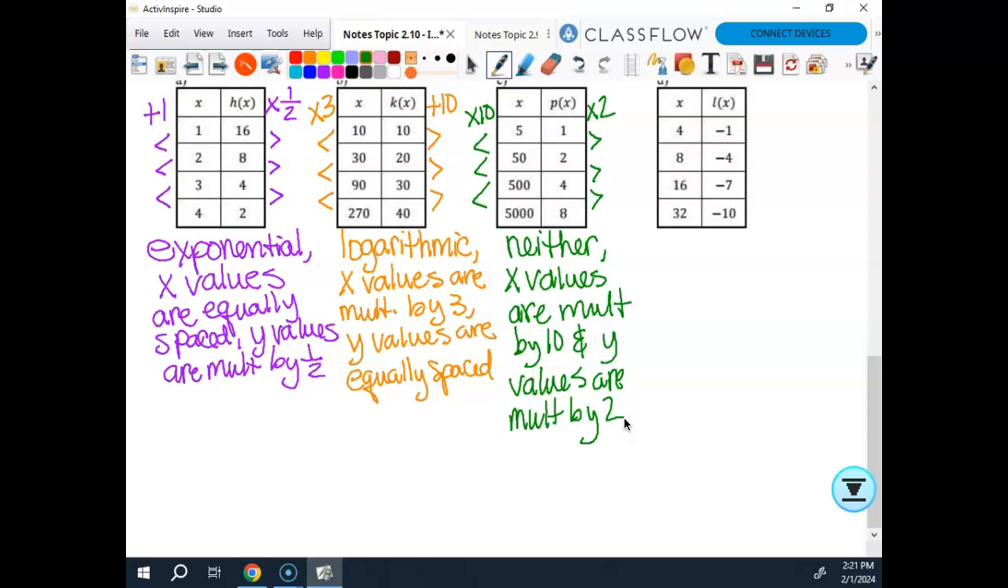All right, so you look at D, see what you can figure out, and then we will talk about it. You can go ahead and write out your reasons too.